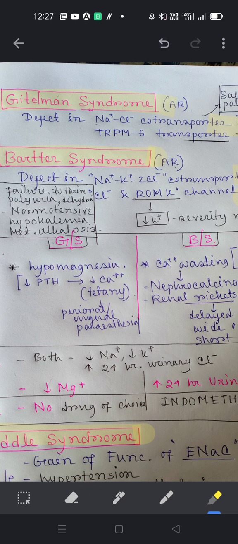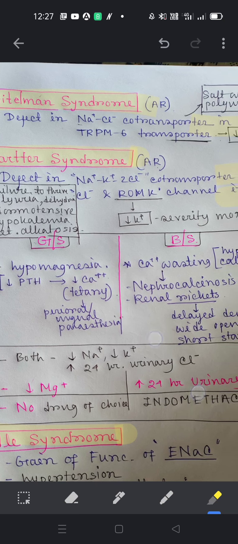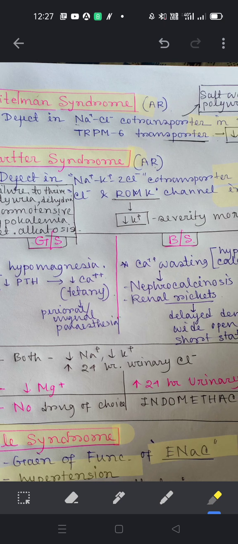In Liddle syndrome, as there is a gain of function mutation of the epithelial sodium channel, the patient is hypertensive. Here there is also metabolic alkalosis and hypokalemia, but there is no dehydration. But in Gitelman syndrome and Bartter syndrome, there is some dehydration due to polyuria. The hypokalemia is more severe in Bartter syndrome as there is a defect in the ROMK channel.